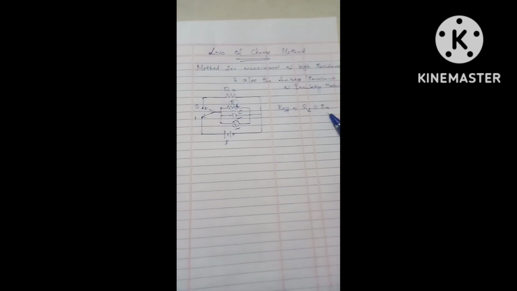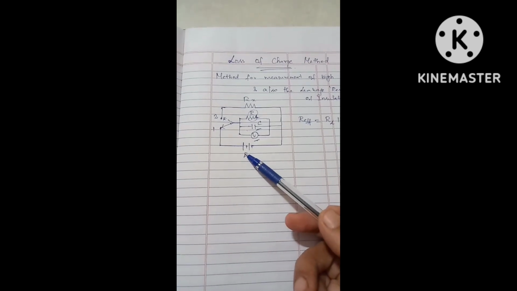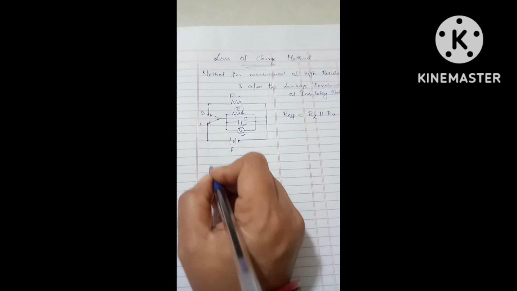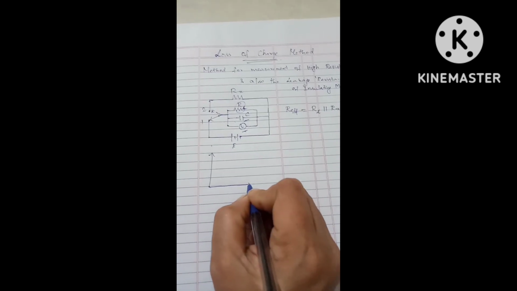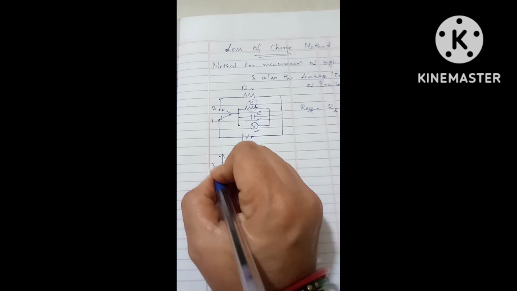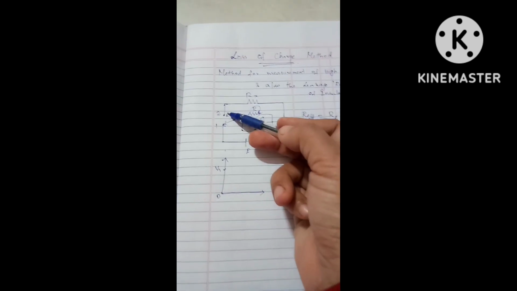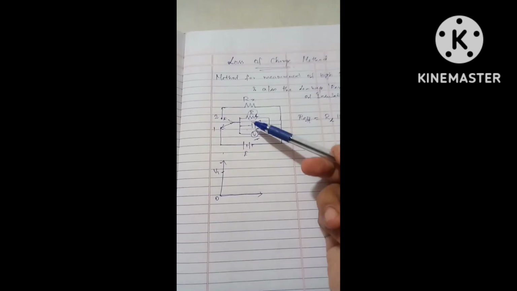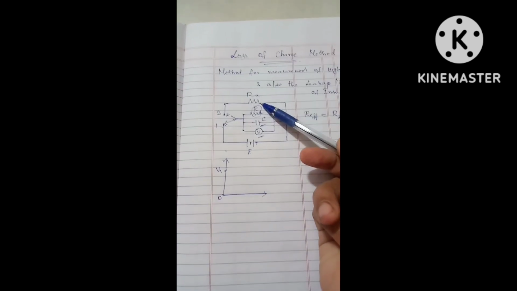Initially, the switch is placed at position 1, and by means of this voltage source, the capacitor gets charged. Let's consider the initial voltage of this capacitor at time 0 to be V1. When the switch changes to position 2, the battery source gets disconnected, so the charge present in the capacitor gets discharged through the unknown resistance.